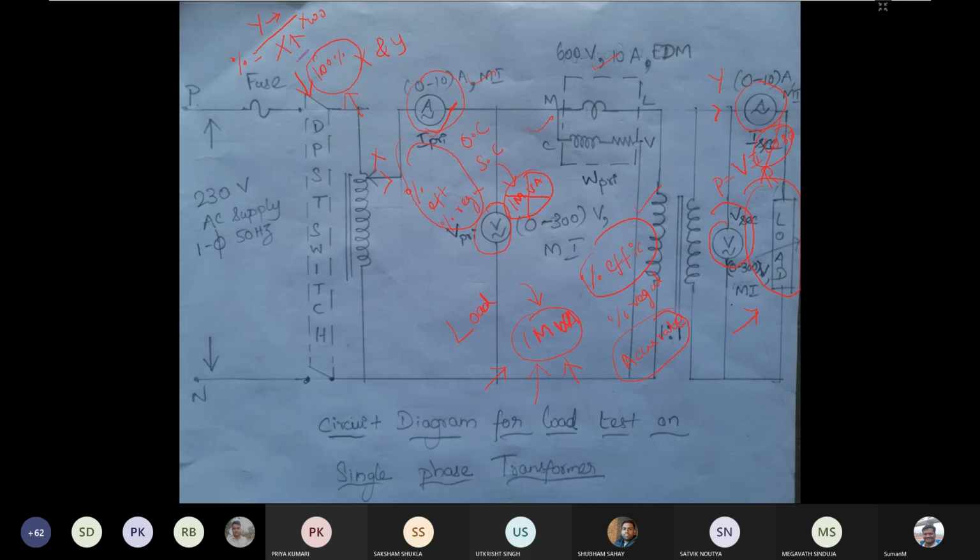Now we have applied the load directly. With that applied load, we have measured the primary power and we have calculated the secondary power. So secondary power divided by the primary power into 100 will give the efficiency of the transformer for any particular loading. So that we are going to do in this.